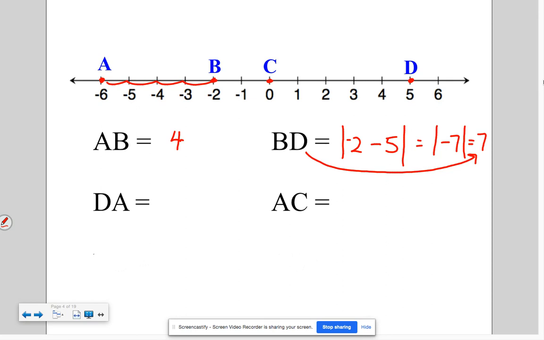If you want to pause the video right now and give DA and AC a try on your own, that'd be a good idea. I'll pause for a couple seconds here if you want to pause the video yourself. It looks like the length of DA is going to be 11, and the length of AC is 6.